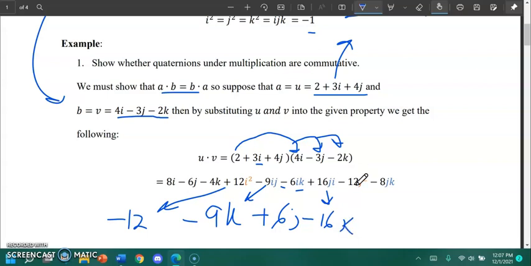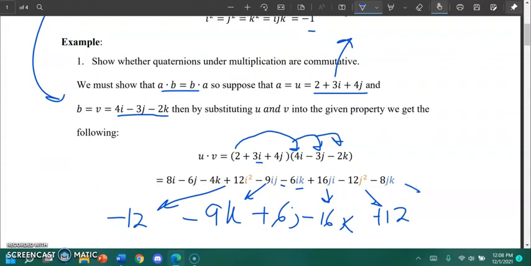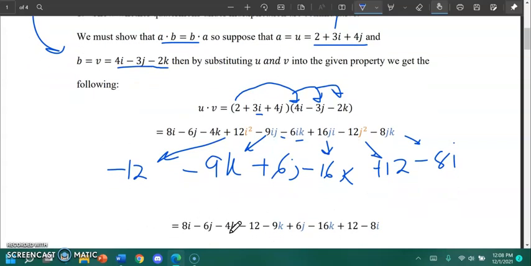Then we have j to the second, which I said before is equal to negative 1. So negative times negative is actually positive, so we would have a positive 12. And our last one is negative 8jk. jk is also one of our Hamilton rules. It is right here. jk equals i, so we would be left with negative 8i. If we scroll down, you can see it written out better, where we have 8i minus 6j minus 4k, negative 12, which we mentioned, negative 9k, which we mentioned, plus 6j minus 16k, plus 12 minus 8i.